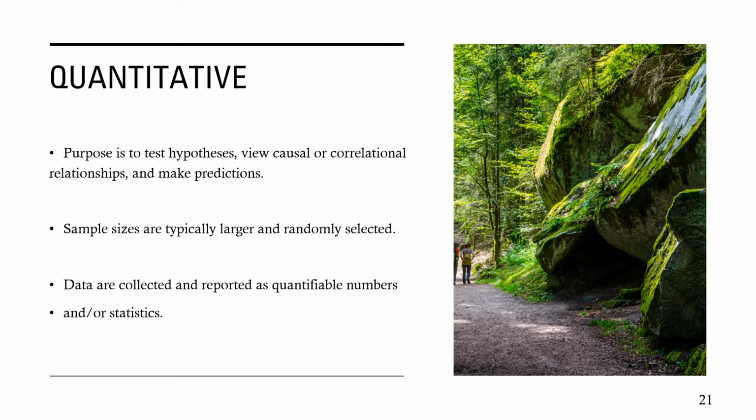First up is quantitative, and quantitative is probably similar to what you're thinking of in quantity and quality, right? So quantitative is going to test hypotheses. They're going to look at the differences between the causal or correlational relationships, and they can be used to make predictions. Their sample sizes are typically larger, and usually they are randomly selected. And we'll talk about what all of that means. And then the data that's going to be collected and reported are going to be quantifiable numbers.